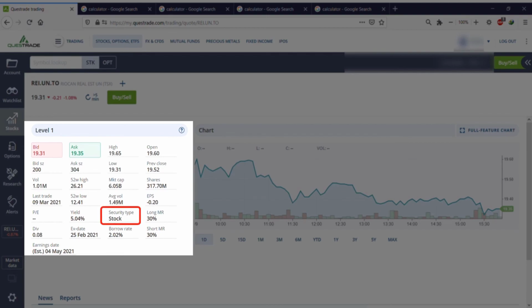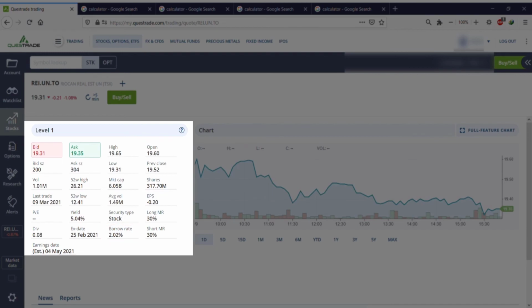Security type shows the stock. Long MR and short MR, I think it shows how much people will borrow, which in most cases is 30%. I just don't have a clue what this is, but I think that's how much people borrow the stock and keep it for themselves. And the borrow rate is 2.02, which, as I said, because I don't short, I don't understand these things.